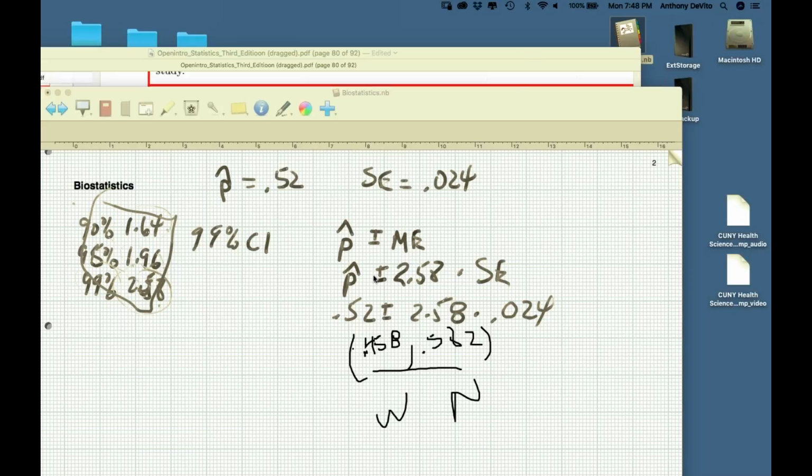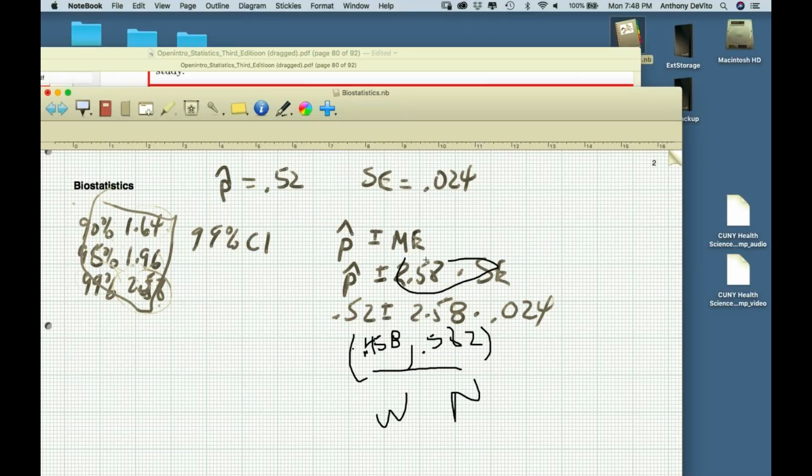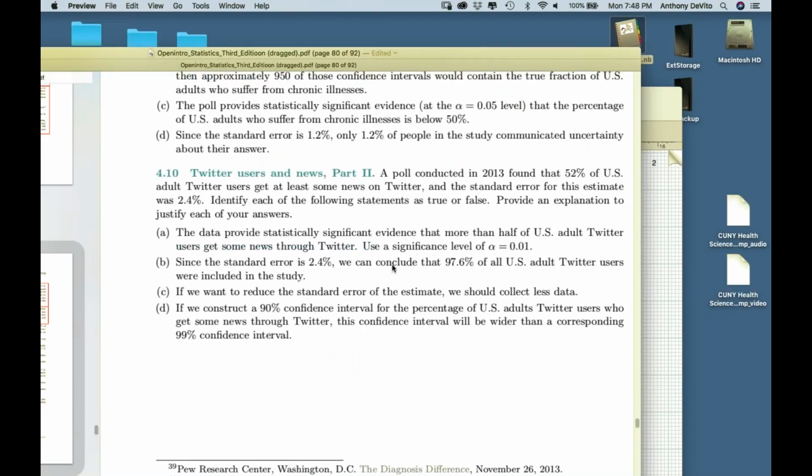It'd be narrower for two reasons. One reason is because we're adding and subtracting a smaller number, because we're only multiplying by 1.96, so our margin of error is smaller and our range is going to be smaller. But also, intuitively, it's going to be narrower, because if we're 99% confident, we have to have a wide range to be that sure. At 95%, we can have a narrower range, because we're not requiring ourselves to be that certain that we captured the mean, and 90% even narrower than that, because we're willing to accept a 10% chance of missing the mean. Okay, let's move on to the next one.